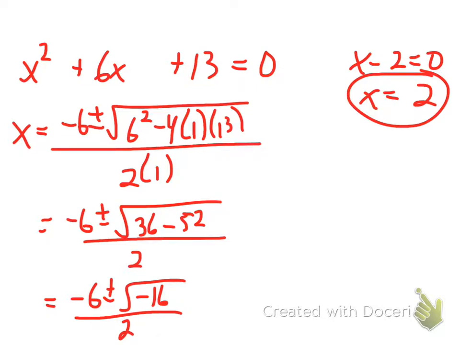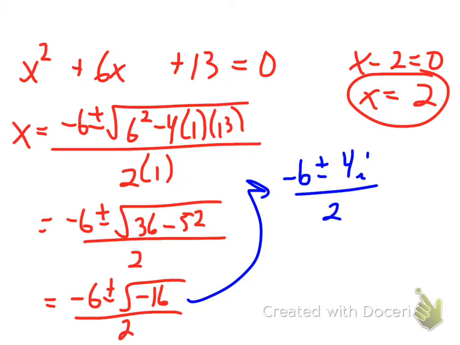So taking the square root of negative 16, I am now going to get negative 6 plus or minus 4i over 2. I can simplify because the denominator will divide evenly into both terms of the numerator. So my answer now is going to be negative 3 plus or minus 2i. So now I have my three roots: x equals 2, and my other two are negative 3 plus 2i and negative 3 minus 2i.